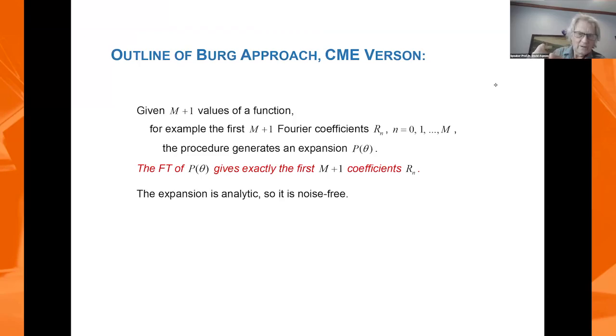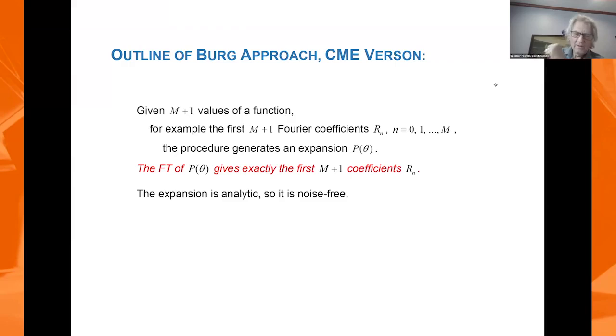Okay. So anyway, what this does, given n+1 values of a function, first m+1 Fourier coefficients, r sub n down here, generates an expansion p of theta. In other words, the coefficients are sitting in reciprocal space, your expansion's back in spectral space, okay? And in the curve that is generated, the first m+1 coefficients agree exactly with what you started out with, okay? And that's extracting the trend, and then you extrapolate it forward.